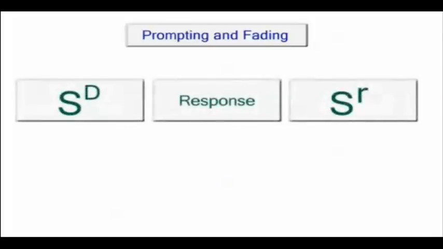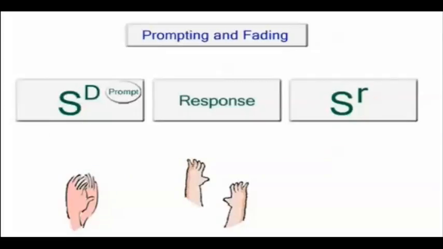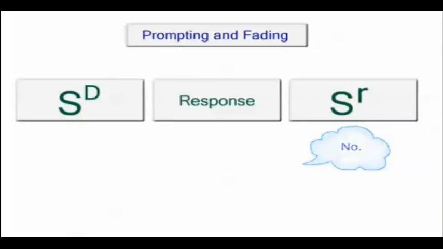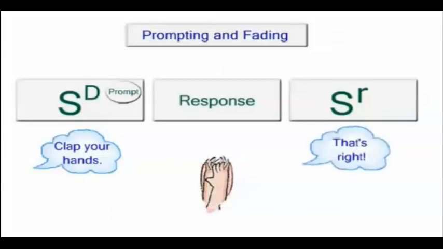Let's look at an example of how this is done. Aaron is learning to respond to the instruction, clap your hands. The therapist presents the target SD, clap your hands, and prompts using a model prompt, clapping her own hands. Aaron does not respond, meaning the prompt was not effective. So the therapist provides an informational no. The therapist then repeats the SD, clap your hands, and picks up Aaron's hands and physically prompts him to clap, a stronger prompt that is very likely to result in the correct response.